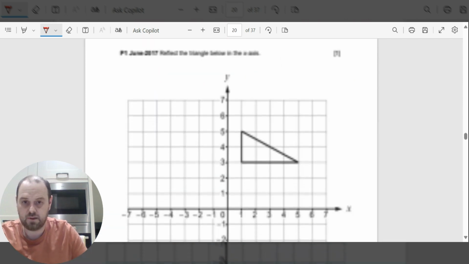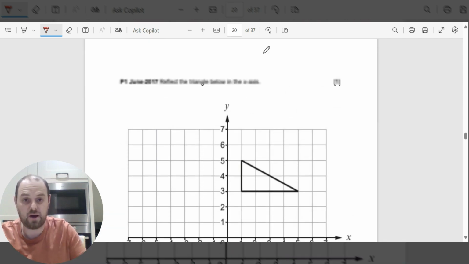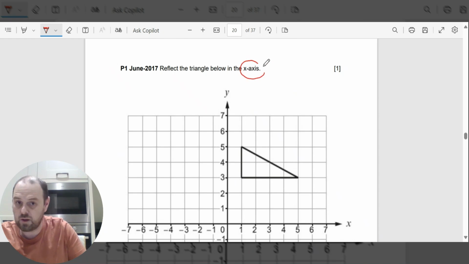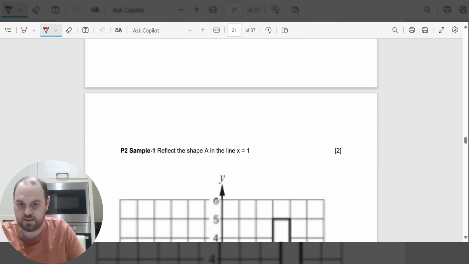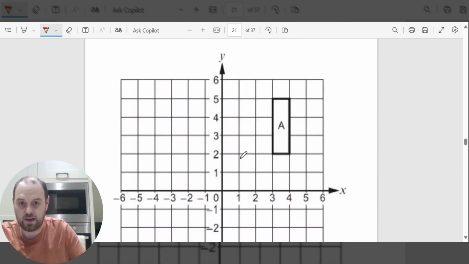Again, another chance for you. This time you aren't drawing a line, you're actually using the x-axis. So this time your line is one of the axes. It is this one, so we're flipping it down here. Not moving it, flipping it. That's all right. The line x equals 1, which is that line there. X equals 1. So this time we're flipping it this way.